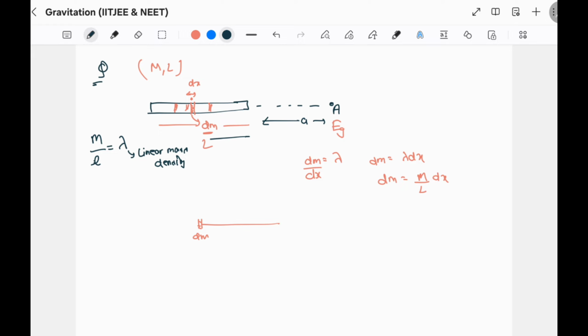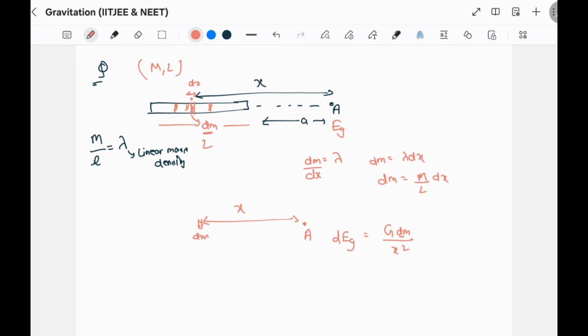So I am letting this x distance be from point A. So it is like this: there is a mass dm, x distance away from A. So what will you write? The gravitational field at A will be G dm by x squared. That is the value, and this is because of the small mass dm, so I will say it is dEg, the small field.